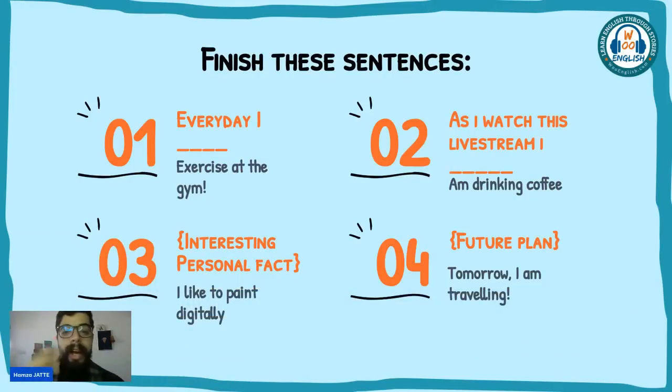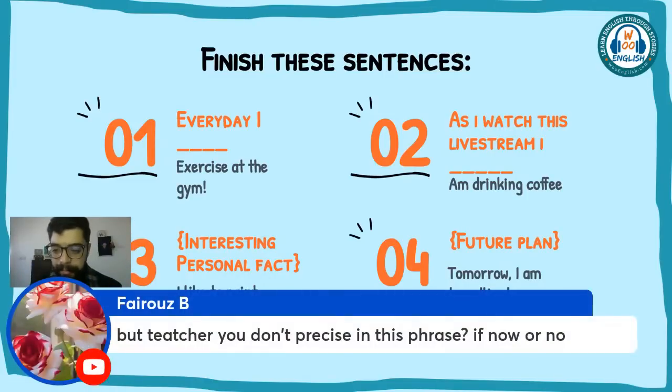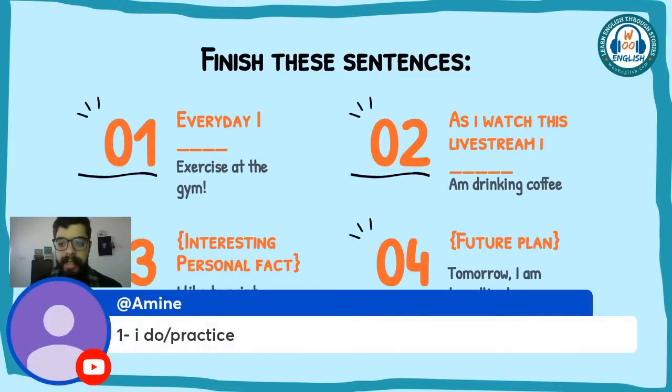Number two: as I watch this live stream, I... and finish. Okay, but Feiruz, if I say, "Hey, listen," this means right now. Hey, listen. It is now, right? It's implied in the verb listen. This means that the action is happening exactly at the same time that we are talking, me and you. Every day I do exercises. Amin says every day I do practice.